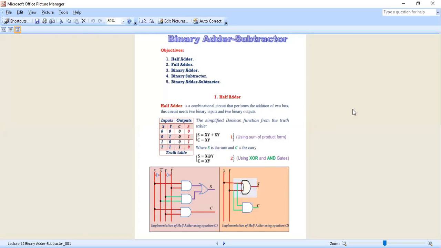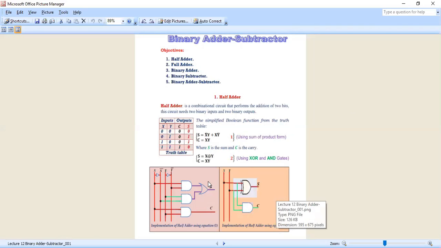We drew it, madam. So the answer is sum is x bar y plus x y bar and carry c is equal to xy. Okay. Then next, based on sum and carry, we have to draw the circuit diagrams.